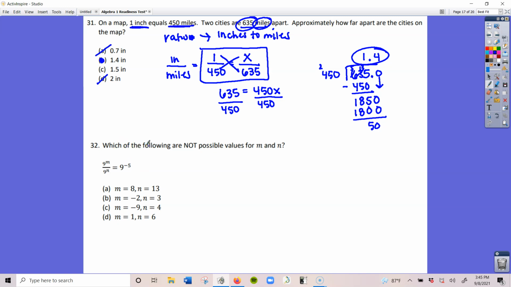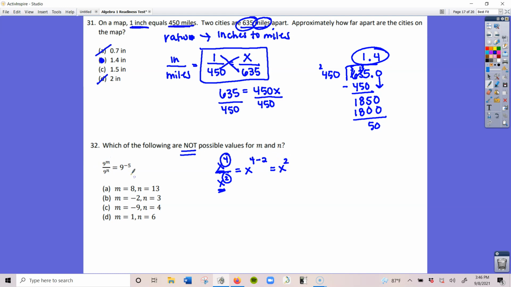Next one, which of the following are not possible values for m and n? If we look here, we have two terms where the bases are the same. They're both 9 and 9. And then you have these exponents, m and n. Whenever you have two terms, I'm going to make up an example here. Let's say x to the 4th over x squared. What we do is we take the exponents, because these are like bases, and we subtract. So this would equal x raised to the 4 minus 2, which 4 minus 2 is 2. So that's how that works.